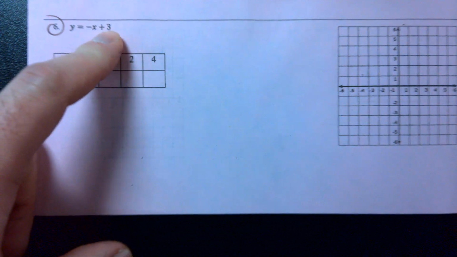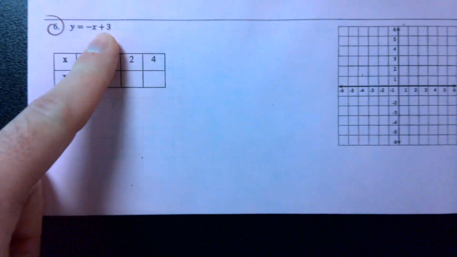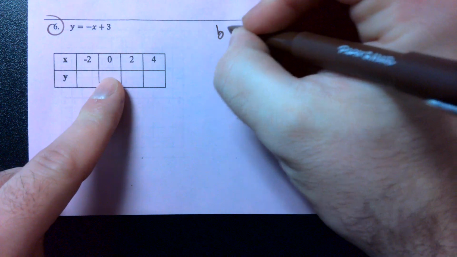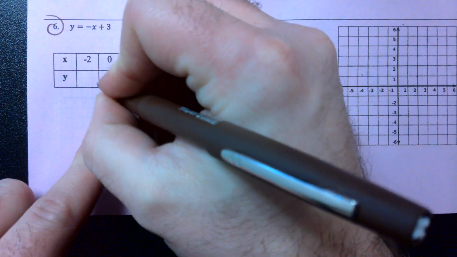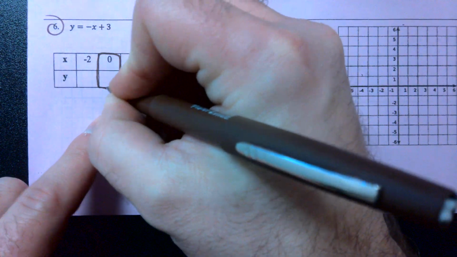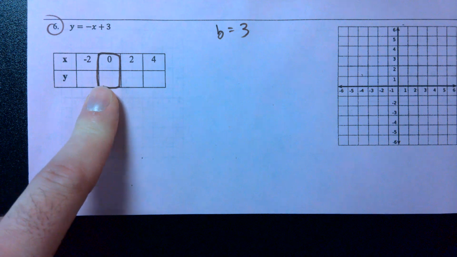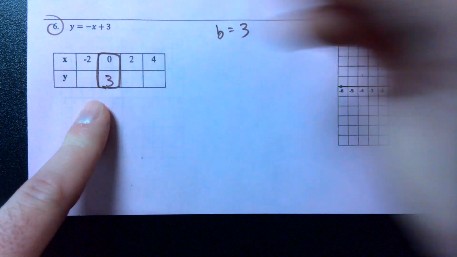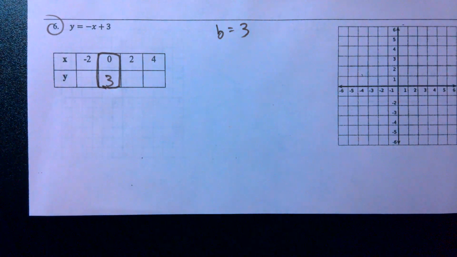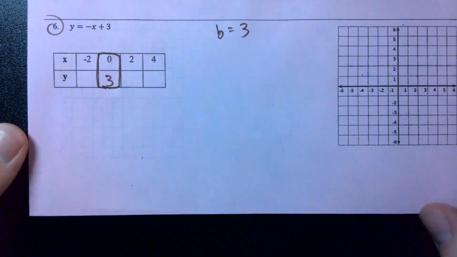Dropping down to number 6. Number 6 a little bit more challenging. I have a b value here. What is my b value for this equation? 3. So I'm going to look to my table. I find my 0. What am I going to write underneath my 0? 3. Nice and easy. That saves me 1 step of plugging in and multiplying out just because I know that, right?